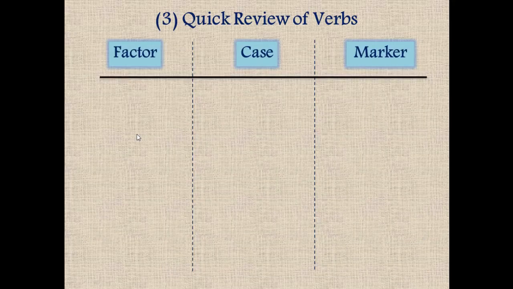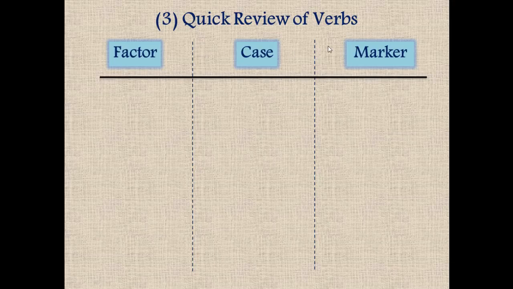As for the second diagram, I want to introduce briefly what I call the factor case marker system. It's a 3-part system which I find very logical, accurate, and intuitive. So this is a very straightforward approach in grammatical analysis. What you're doing is you're asking yourself 3 questions. Number 1, what is the factor? Number 2, what is the case? Number 3, what is the marker? Factor, case, marker, in that exact order.